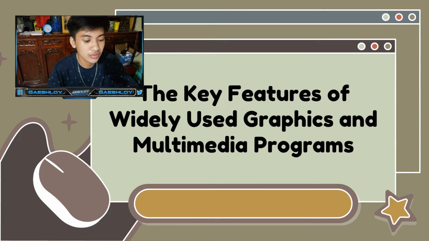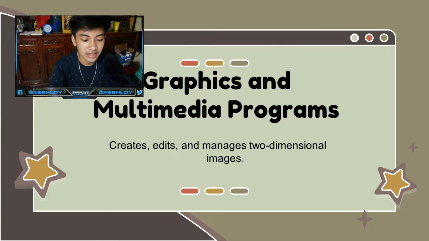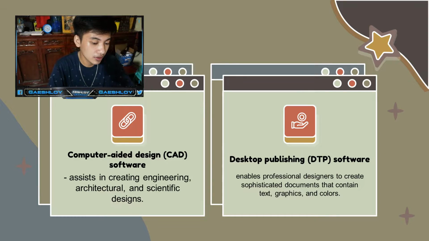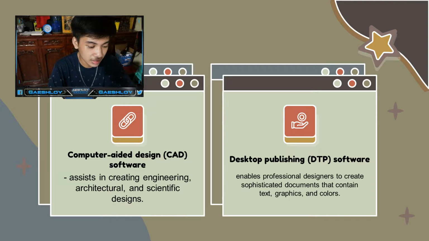The key features of widely used graphics and multimedia programs. So what are graphics and multimedia programs? They create, edit, and manage two-dimensional images. So these are examples of graphics and multimedia programs. We have computer-aided design software, which assists in creating engineering, architectural, and scientific designs. For example, we have AutoCAD.